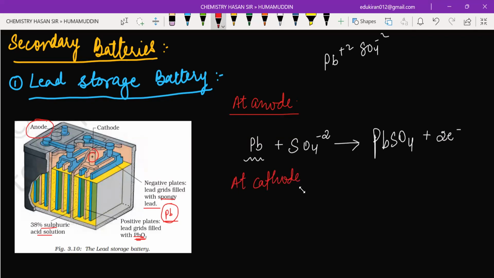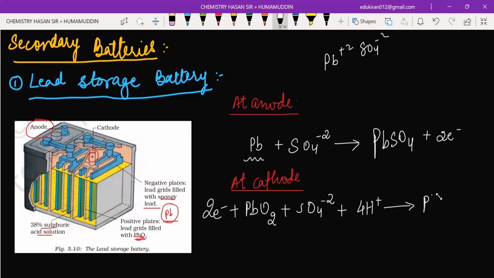Now at cathode, what will happen? At cathode, it is made up of PbO2, and SO4 minus 2 is also there. And since it is acid, 4H plus will also be there, I'm gonna take it to balance. And at anode, it lost electrons, so someone will get these electrons again. So these 2 electrons will come here and be gained by this, and it will convert itself into PbSO4 plus 2H2O. It will reduce itself.